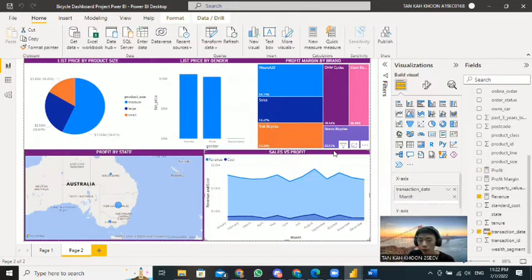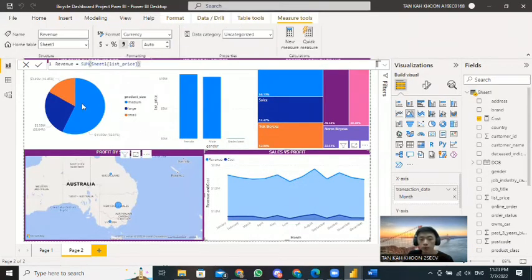The last graph is an area chart, which is the sales vs profit, which uses revenue and transaction date as the domain. We can see that in August, the revenue and also the cost have the highest value.